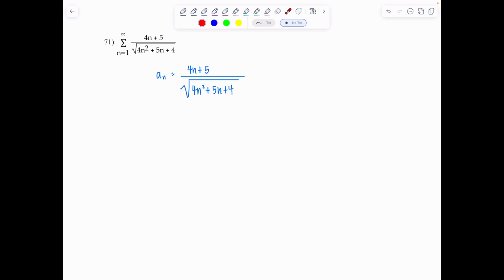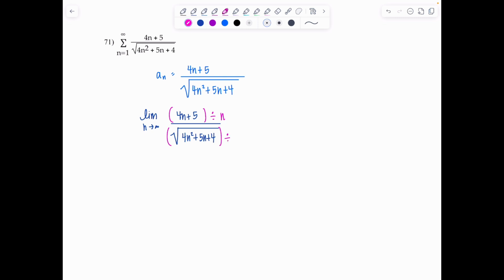It's also degree 1. You guys, are the terms even going to 0? If the degree of the numerator and denominator are the same, how could this go to 0? The denominator does not have a higher degree. Let's verify. Let's consider the limit as n goes to infinity of 4n plus 5 over the square root of 4n squared plus 5n plus 4. Let's take that limit. I'm going to divide by n.